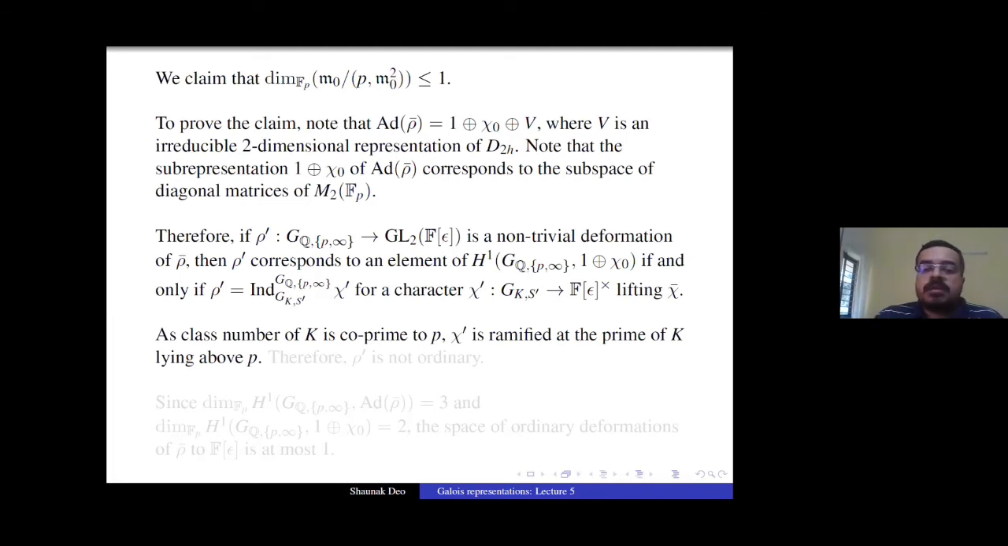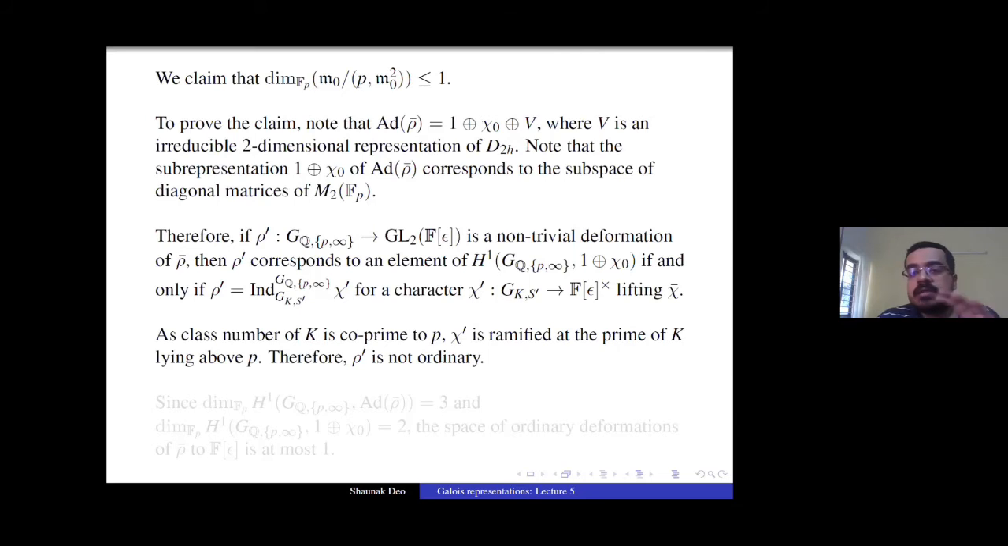So chi prime is ramified at the prime of k lying above p. This character chi prime, if your rho prime is coming from an element of 1 direct sum chi naught, is induced by a lift chi prime of chi bar. And this chi prime is ramified at the prime of k lying above p, because the class number of k is assumed to be co-prime to p. So such a deformation is never ordinary. That's kind of the main point: if you have a deformation coming from a lift of induction of a lift of a character chi bar, that is never ordinary.